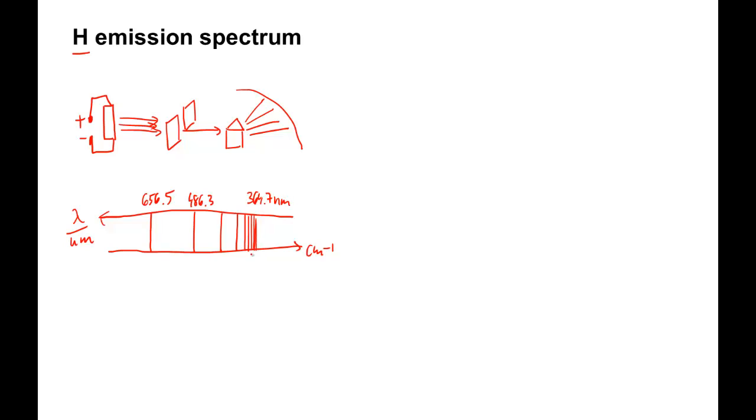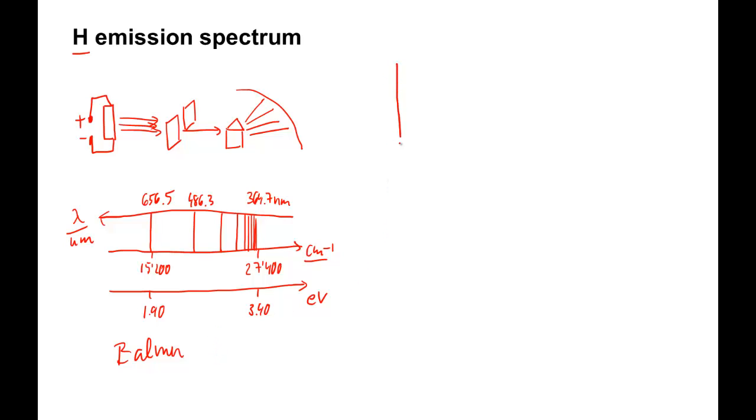In terms of wave numbers, the series is located between 15,200 and 27,400 inverse centimeters. In terms of electron volts, it lies between 1.90 and about 3.40 electron volts. This series is called the Balmer series, after the Swiss scientist who first figured out a systematic relationship between the various line positions.